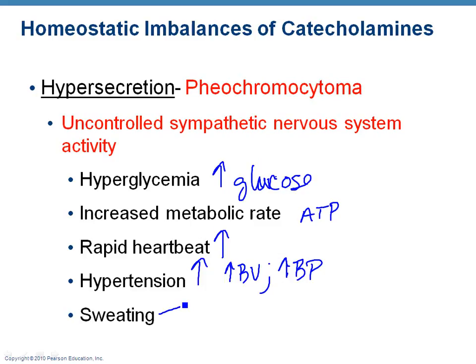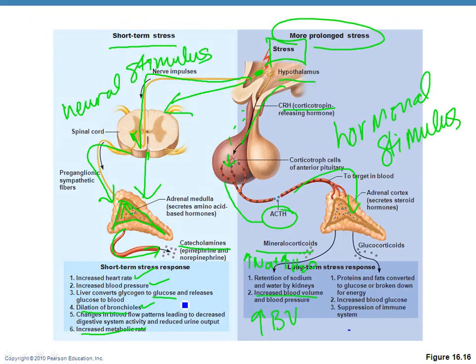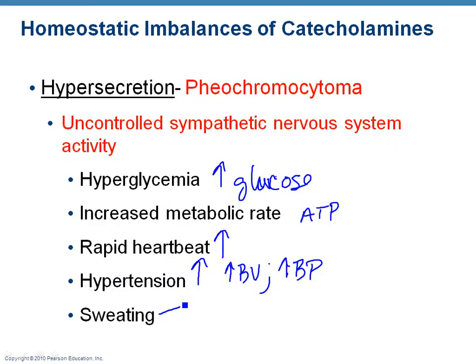So you can go back and look at the picture and on this page right here and look at all the things that would happen if you had a hypersecretion of catecholamines. So you can look here at increased heart rate, increased blood pressure, all those good things. All right, I think that's it for this lecture.